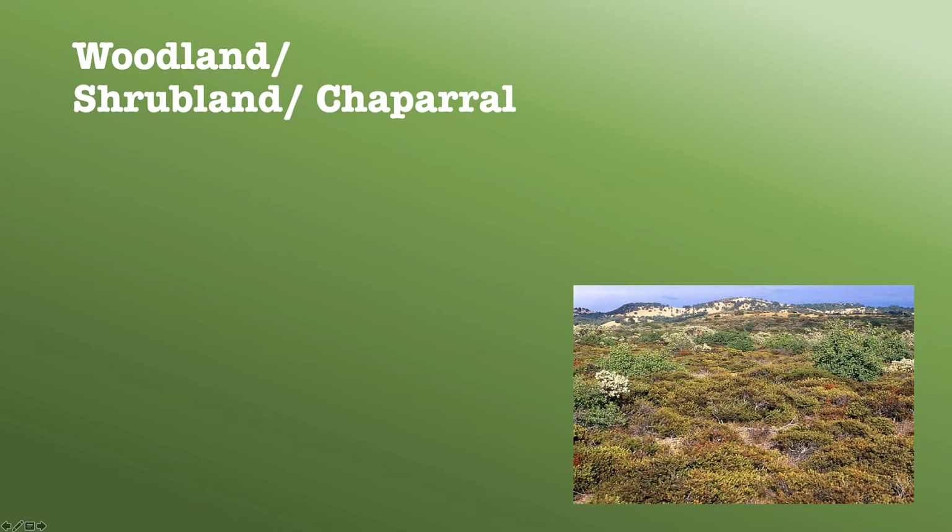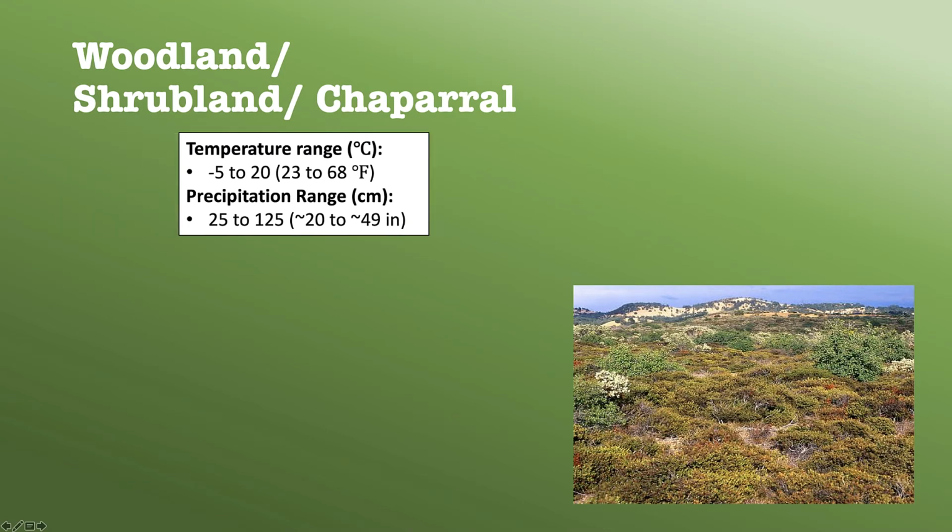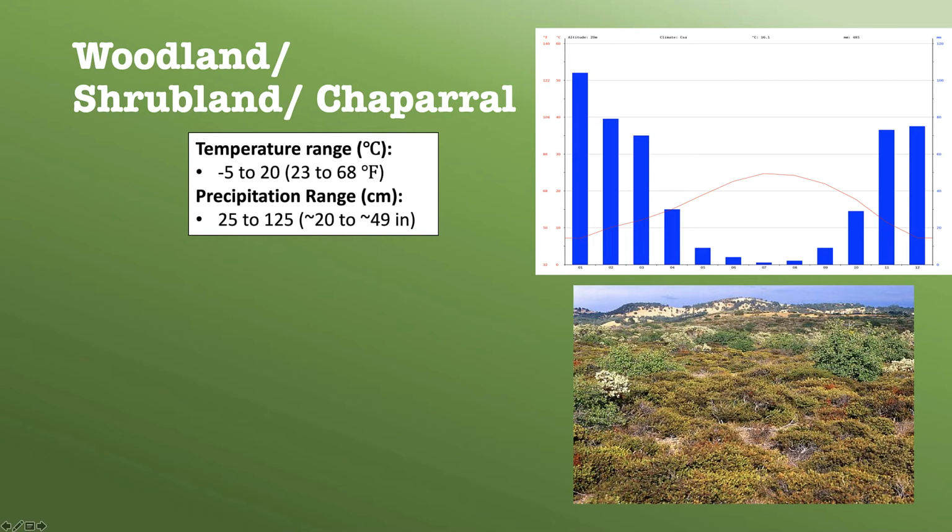Now, woodland, shrubland, chaparral, it all refers to the same kind of biome. We're talking something a little more on the arid side. So temperature ranging between -5 and 20 degrees Celsius and 25 to 125 centimeters of rain. That's common for this area. You can see it's pretty distinct. In the summer months, it's really dry. In the winter months, it tends to be more damp. And this picture sums it up very nicely.